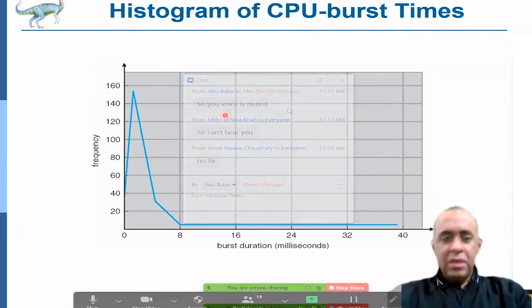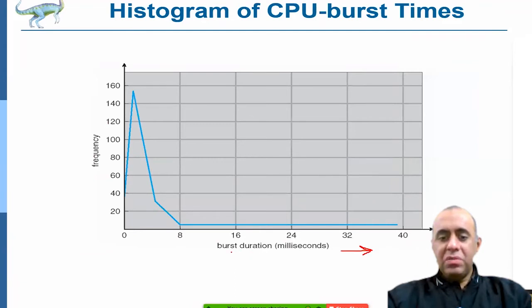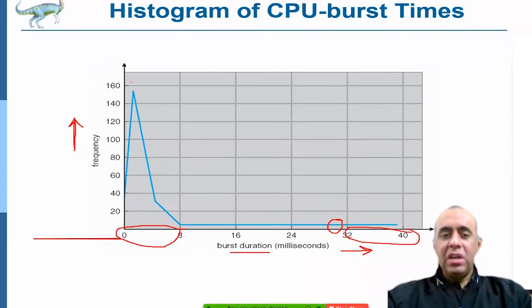So this graph is a statistical measure of that. In this graph, you can see that the horizontal axis shows the CPU burst durations. On the vertical axis, you can see how frequently the processes with these CPU bursts exist. So the processes with large CPU bursts are less frequent as compared to processes with small CPU bursts, which are highly frequent.